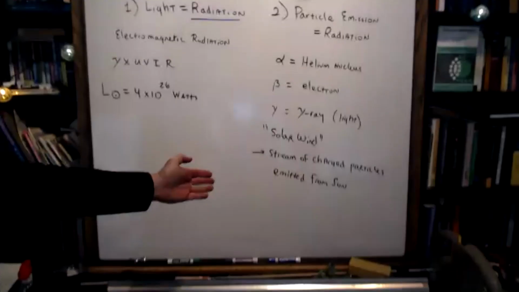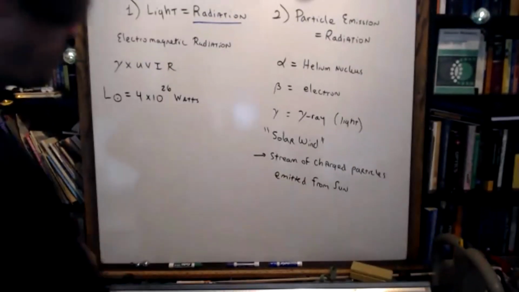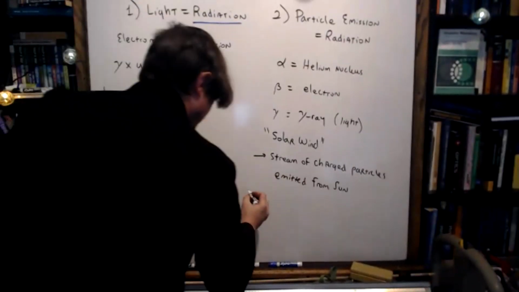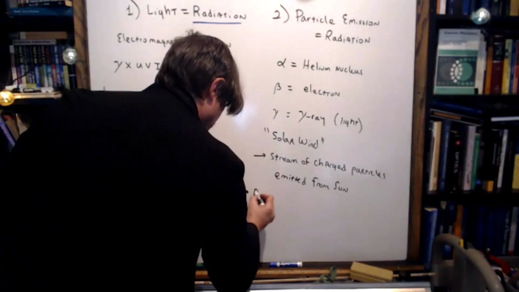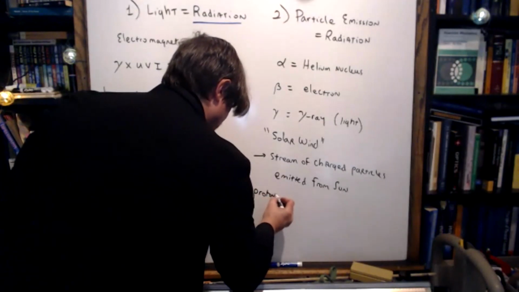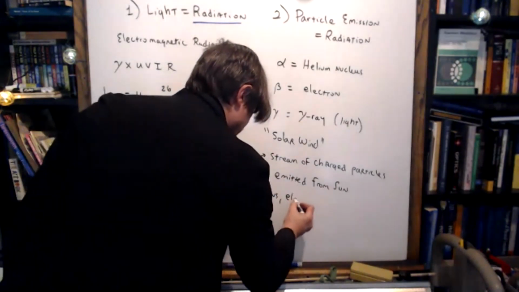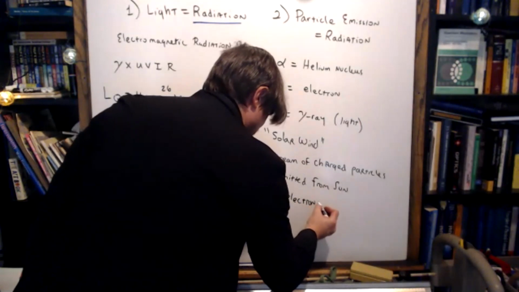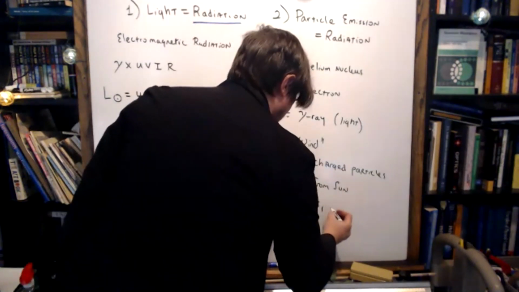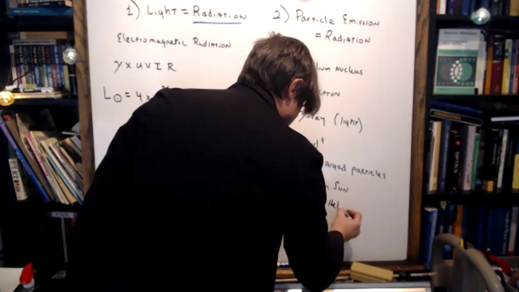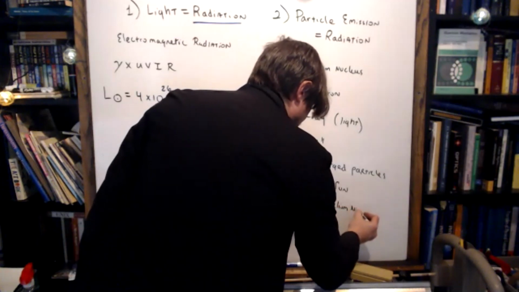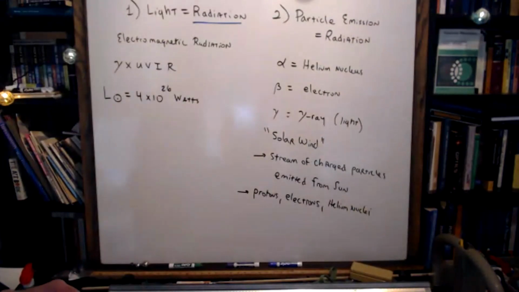Maybe I could write down what particles the sun emits in the solar wind. It gives off protons, electrons. It also gives off helium nuclei, which you'll remember we call alpha particles.